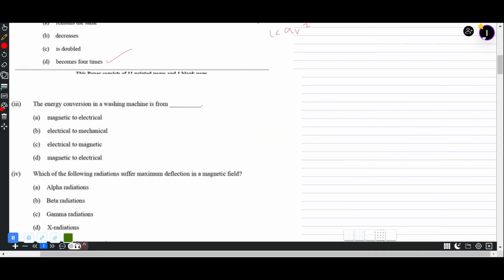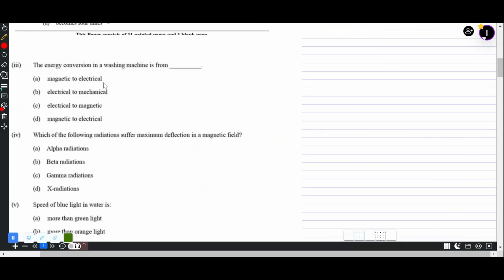Next one. The energy conversion in a washing machine is from magnetic to electrical? No. Electrical to mechanical? Yes. Electrical to magnetic? No. Magnetic to electrical? No.